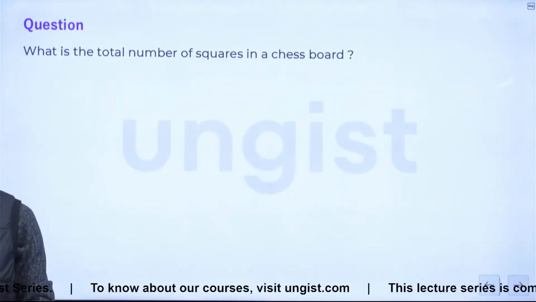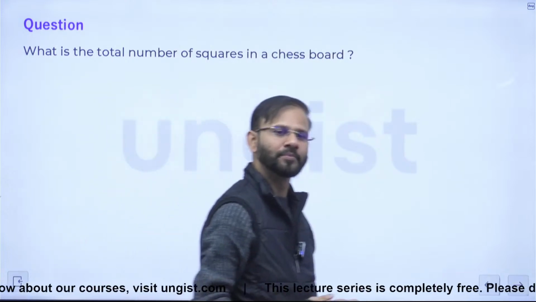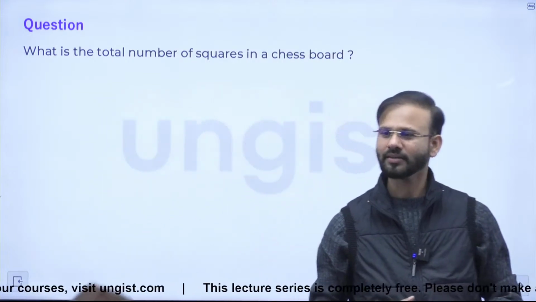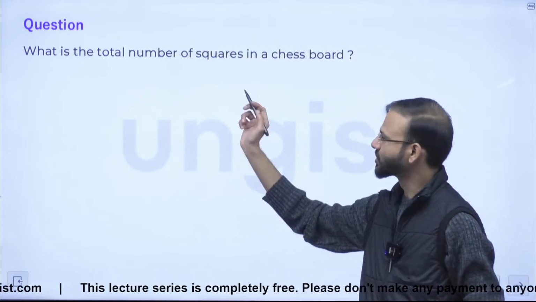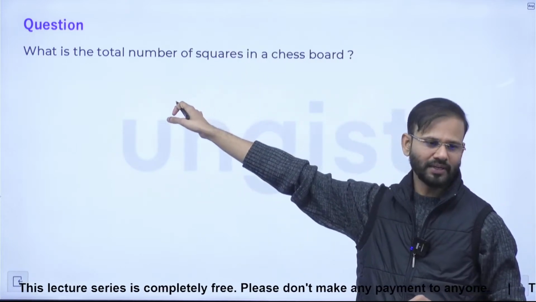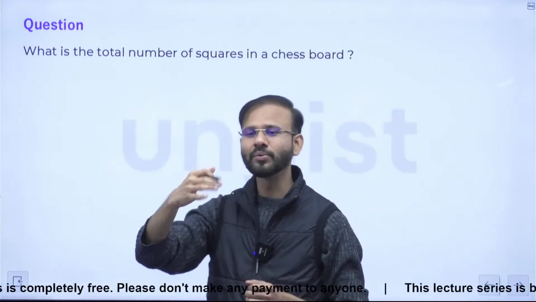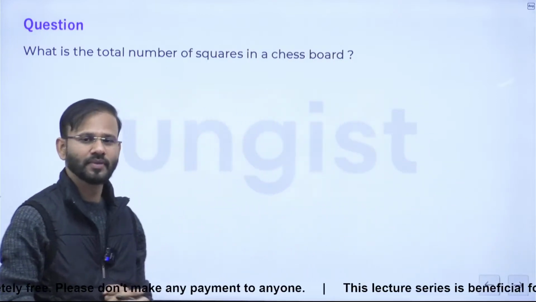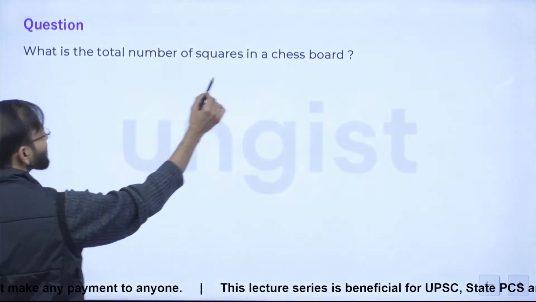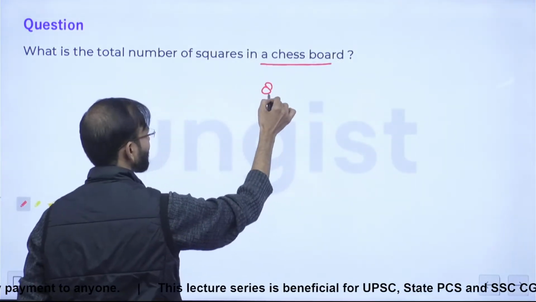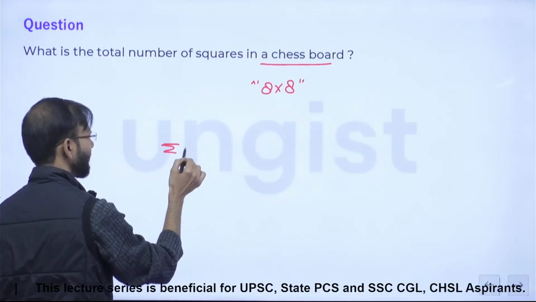Guys, what is the answer of this question? Sigma चेस बोर्ड का मतलब क्या होता है? Yes, a chess board is a square grid of 8 by 8 order, right? So the total number of squares would be sigma 8 square. Now calculate the value of sigma 8 square. The answer is sigma 8 square, that is correct.